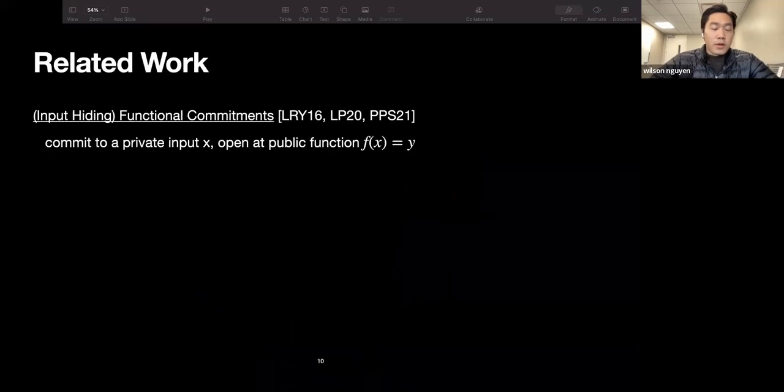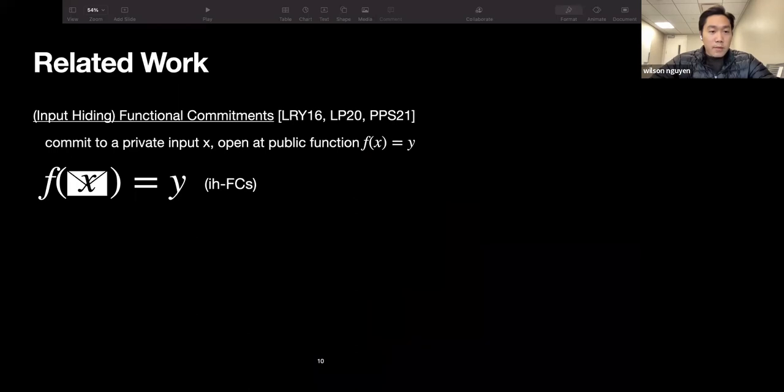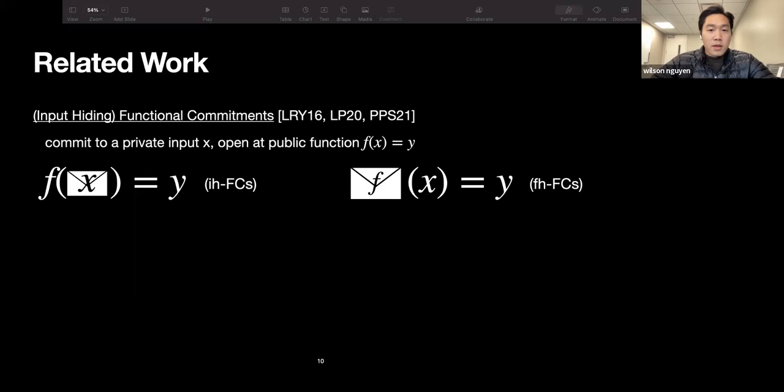So related work, there is a mirror notion of input hiding functional commitments in which you commit to a private input x and then open at a public function f of x. So you can think of this as their work: you commit to x, and then you open to an evaluation using a public function f. We call these input hiding functional commitments, while our notion is you commit to a private function f and you open on a public x.